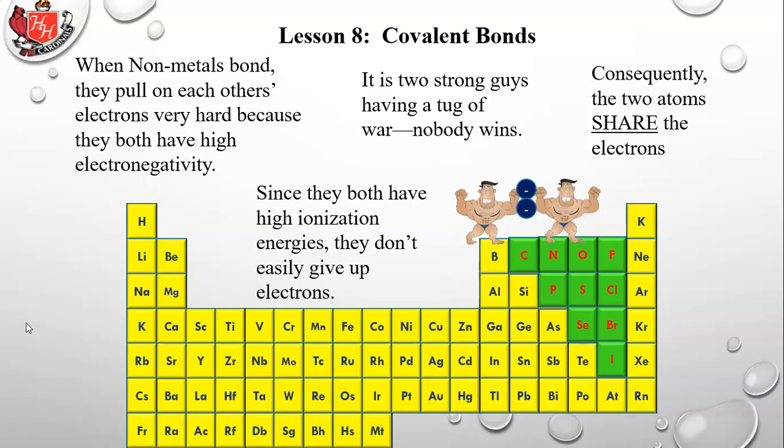Here you have a situation where the two atoms are both strong guys. They're both nonmetals. Neither one is strong enough to take the electron away from the other. Therefore, they end up sharing electrons. That's what the word covalent means. Co means together, as in the word cooperate. And valent means valence electrons. So they share or they work together. Their valence electrons are shared, or they work together.